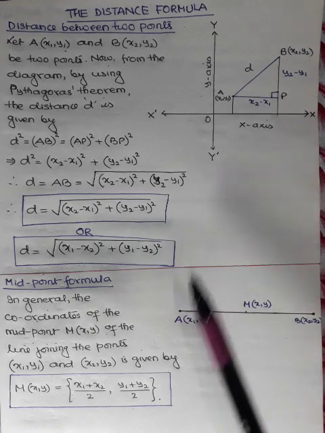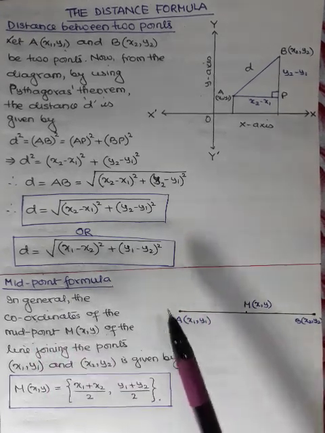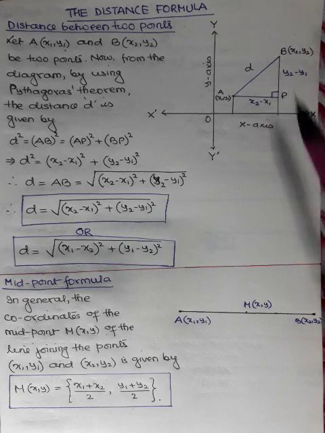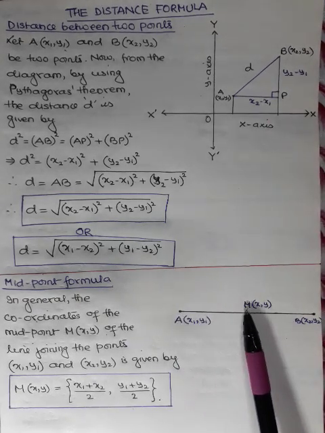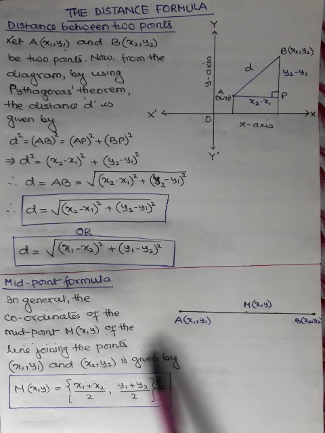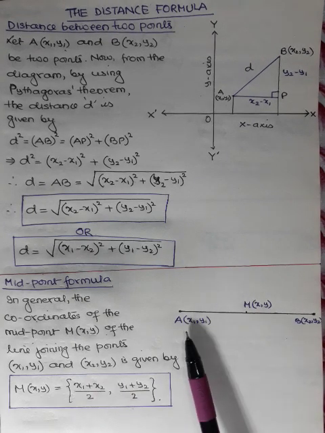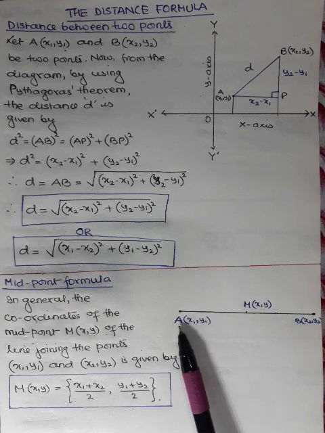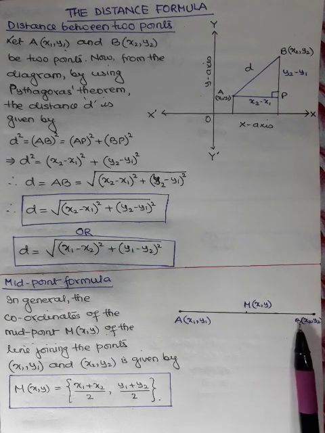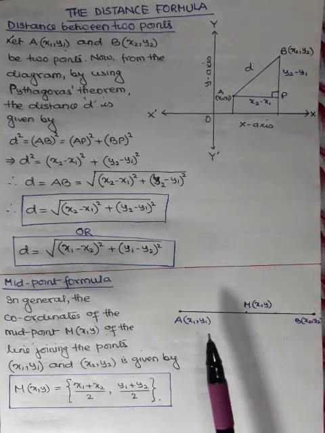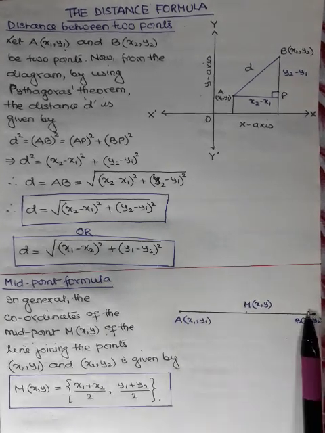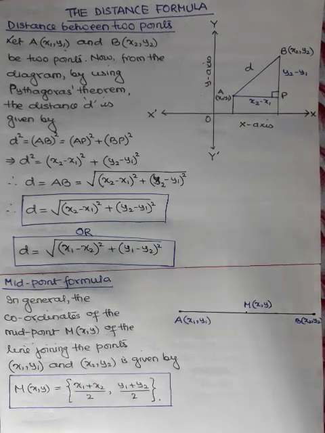Now let's move to the midpoint formula. Suppose you want to find the midpoint of AB. Here I have drawn it like this, and the midpoint of AB is marked as (x, y). The general formula: the coordinate of A is (x1, y1) and the coordinate of B is (x2, y2). So the coordinate of the midpoint M(x, y) is ((x1 plus x2) divided by 2, (y1 plus y2) divided by 2). This is the midpoint formula.